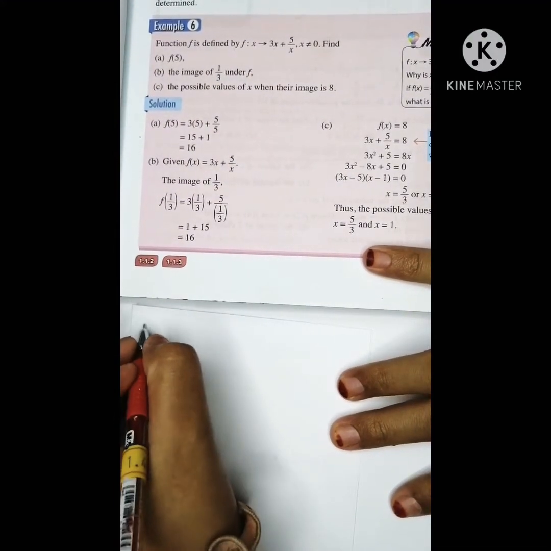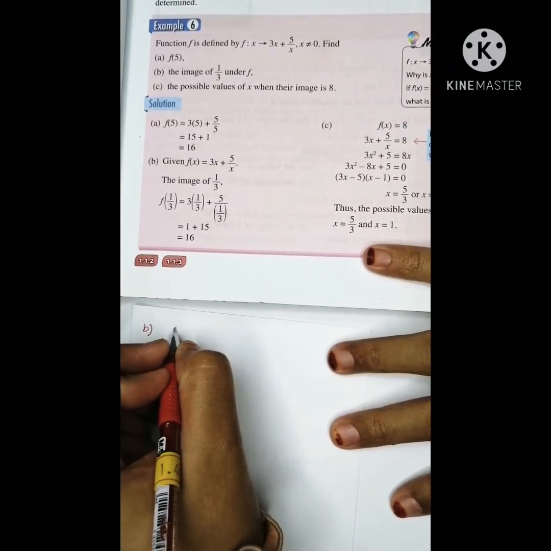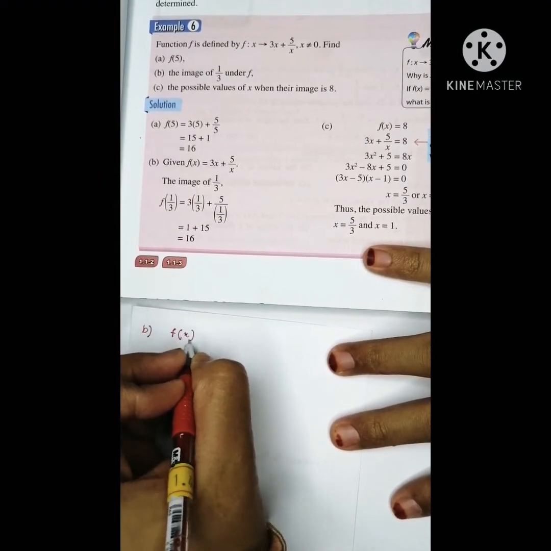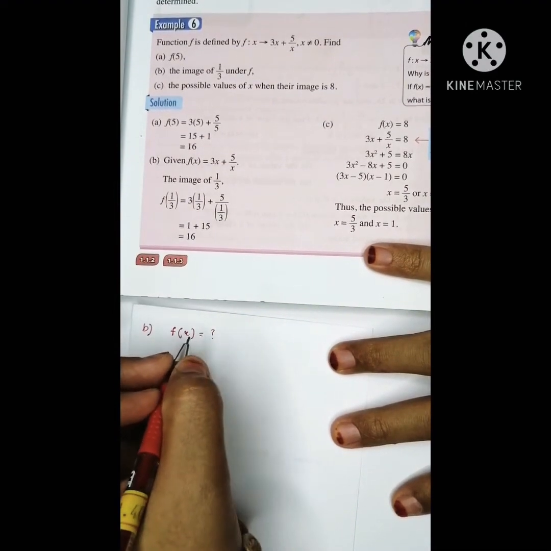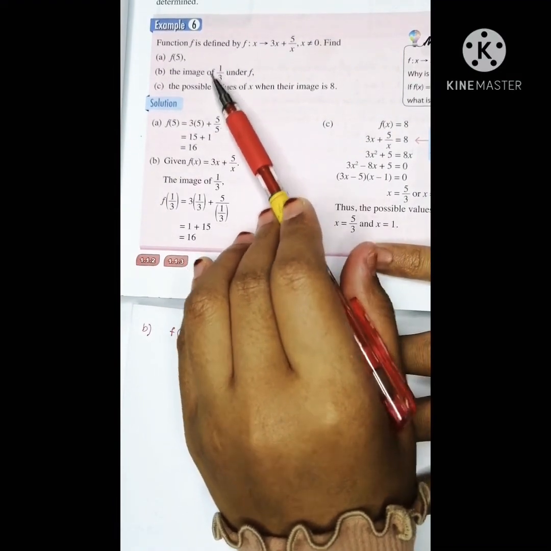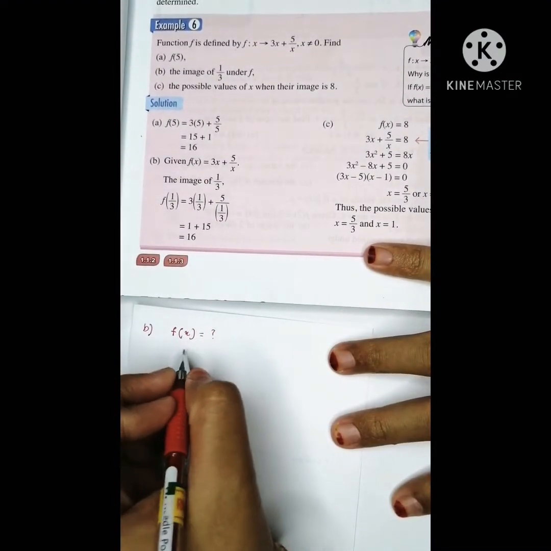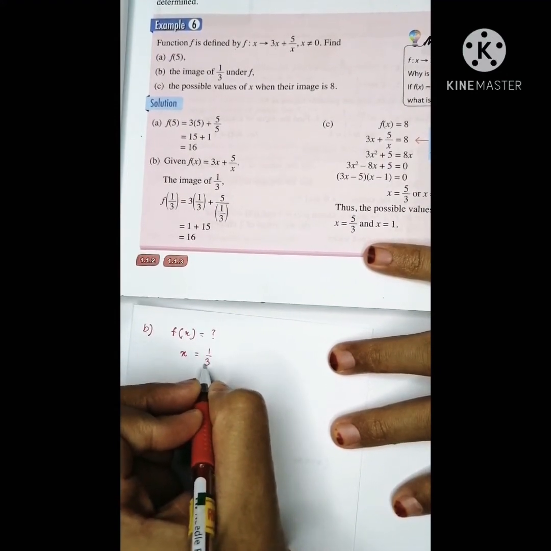Now for question B, find the image of 1 over 3 under f. The question asks you to find the image, which is represented by f(x). We don't know the value of the image; this is the one we need to find. So 1 over 3 is the object.